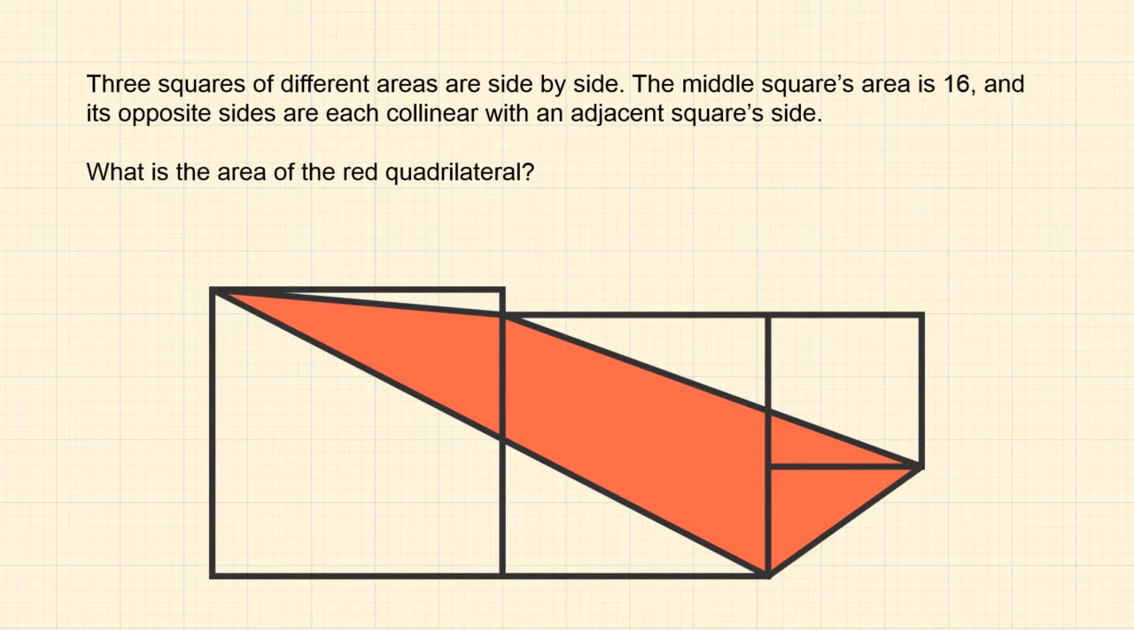Three squares of different areas are side by side. The middle square's area is 16, and its opposite sides are each collinear with an adjacent square's side. What is the area of the red quadrilateral?